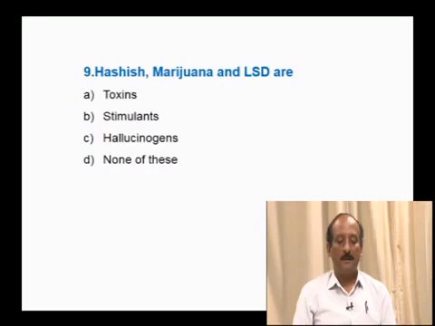Question number 9. Hashish, marijuana and LSD are toxins, stimulants, hallucinogens, none of these. Hashish, marijuana, LSD are abusing drugs. The excessive intake of such drugs results in the hallucination effect, hence they are commonly called hallucinogens. The correct answer for this question is option C.